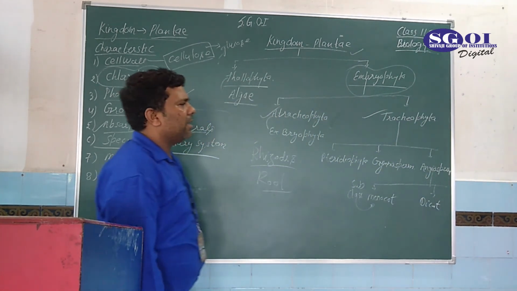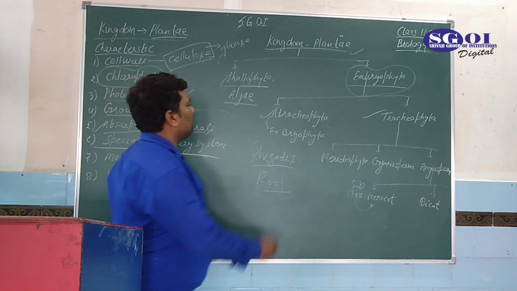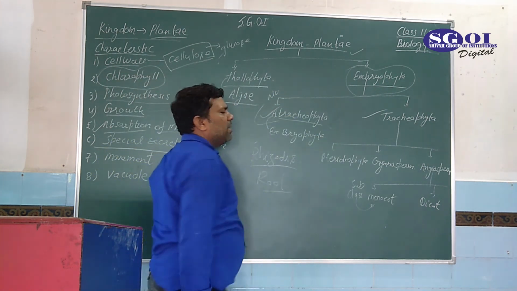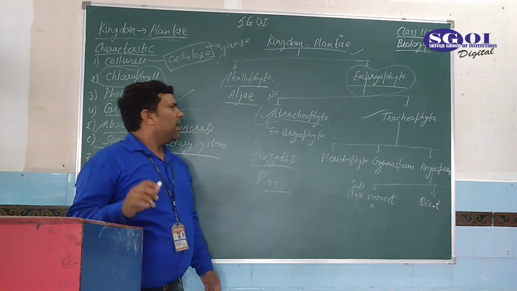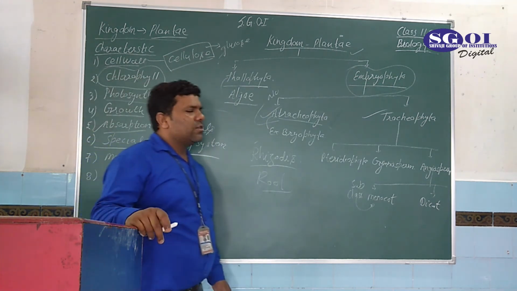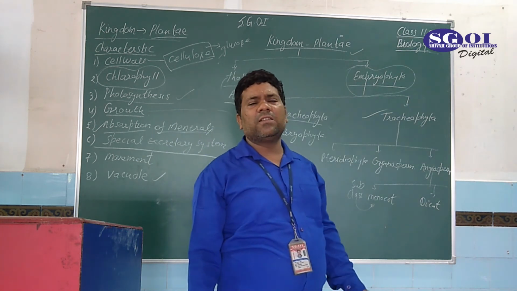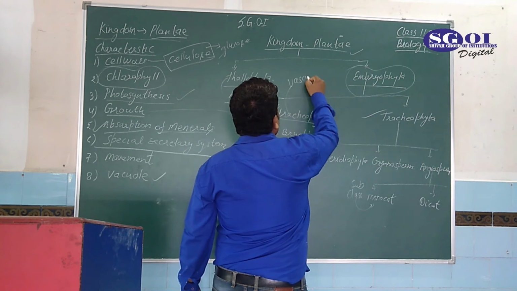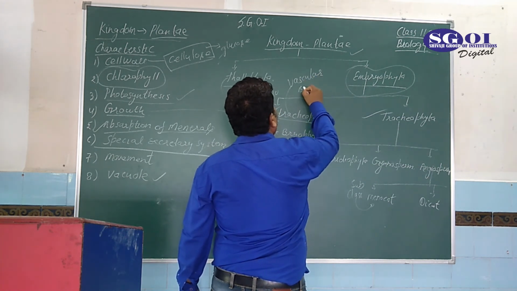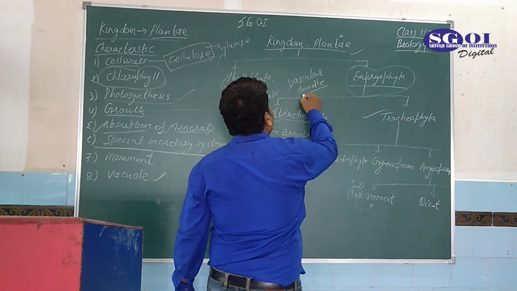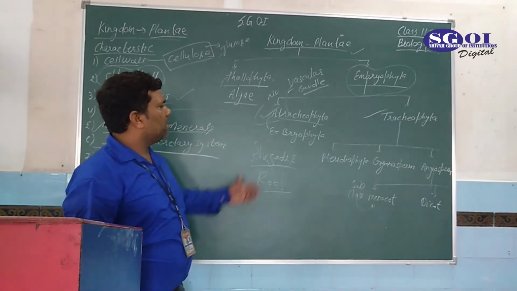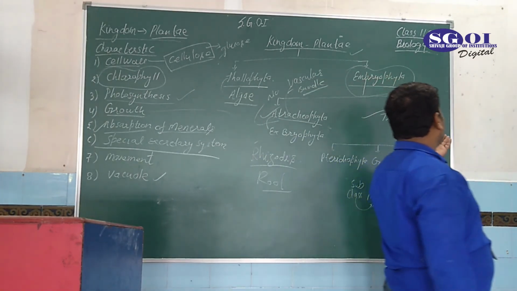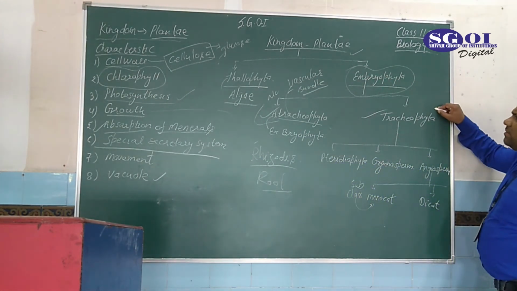As the term indicates, in atracheophyta, A means no, and tracheophyta means having tracheae. It means such a plant does not have tracheae, that is, the vascular bundle. These plants do not have the vascular bundle, so they are known as atracheophyta, and tracheophyta are plants which have the vascular bundle.